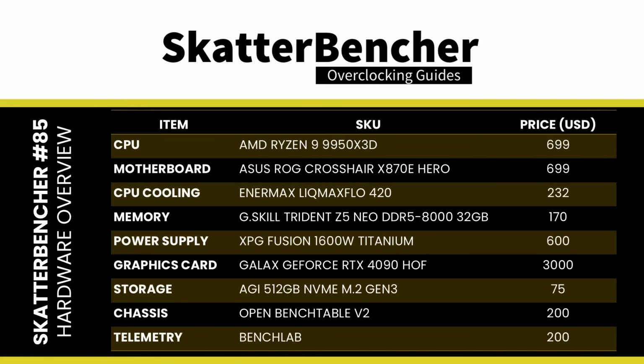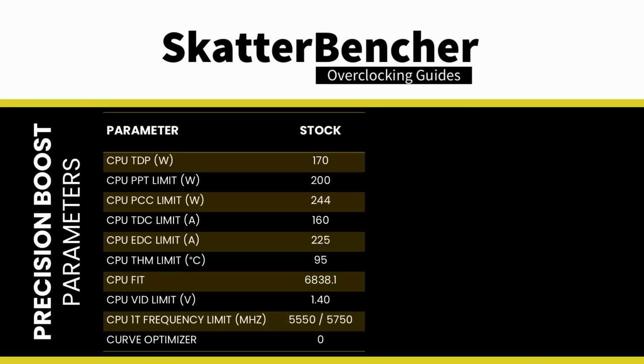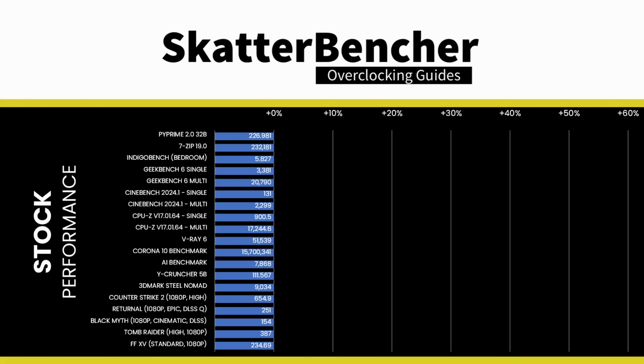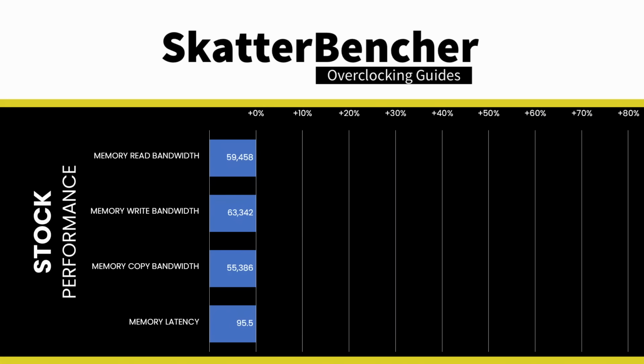The system we're overclocking today consists of the following hardware. We use Windows 11 and the following benchmark applications to measure performance and ensure system stability. Before we start overclocking, of course we have to check the performance at default settings. The default Precision Boost 2 parameters for the Ryzen 9 9950X3D are as follows. Here's the benchmark performance at stock. Here are the 3D Mark CPU profile and OCCT benchmark scores at stock. Here are the AIDA64 memory benchmark scores at stock.